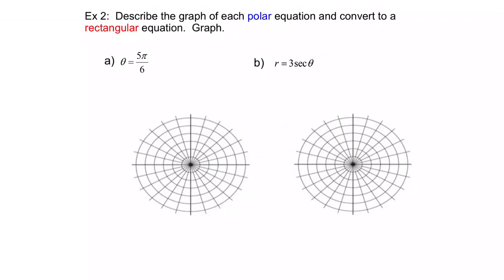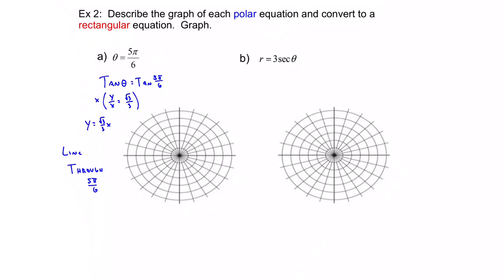In example 2, there are two more equations here. What I want you to do is pause the video and go ahead and convert these to rectangular form. These are two equations that we talked about the other day where we converted polar to rectangular. So once again, pause the video, at least write them in rectangular form, and then we'll talk about the graph as well.